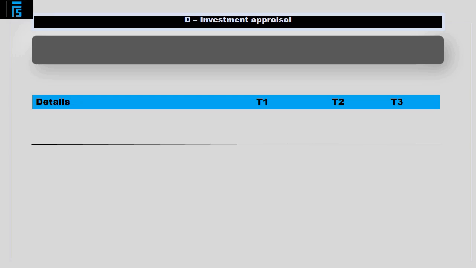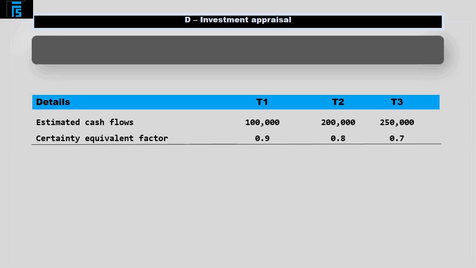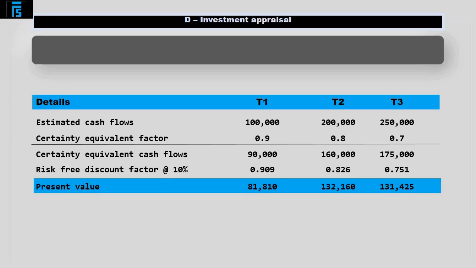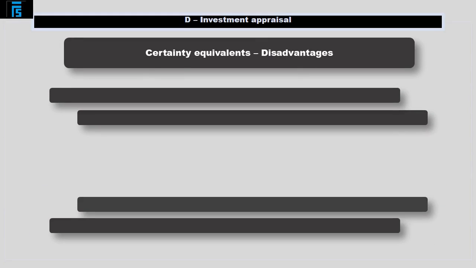The present value using certainty equivalence will be calculated as follows. Start off by writing out the estimated cash flows. Multiply the estimated cash flows by the certainty equivalent factors. This strips out the risk from the cash flows and turns them into risk-free certainty equivalents. The certainty equivalents should then be discounted at the risk-free rate. There's no risk anymore in the cash flows, so we don't need a risk premium in the discount rate.